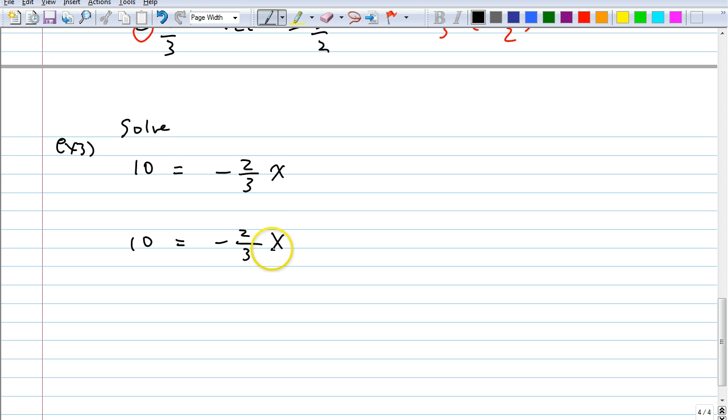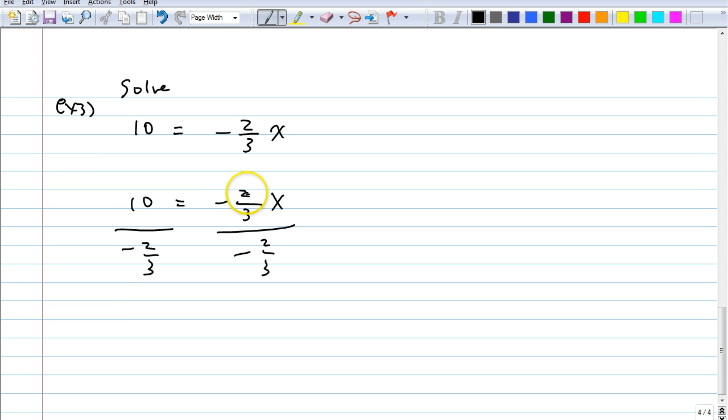And Blake says, since x is being multiplied by negative 2/3, we need to then divide both sides by, so what number, class? The same number that's multiplying the x, yeah, negative 2 over 3. Of course, same number over same number, we could cross cancel, right? So what do we get on the right side? 1x.